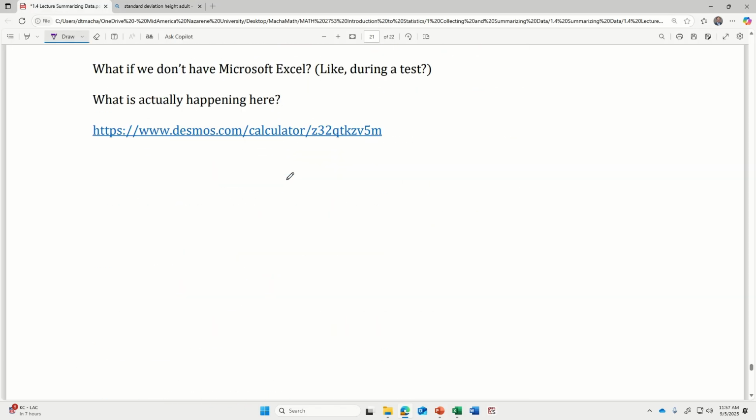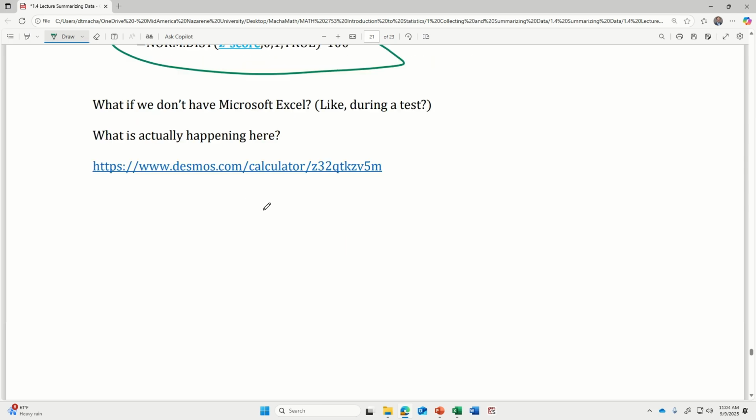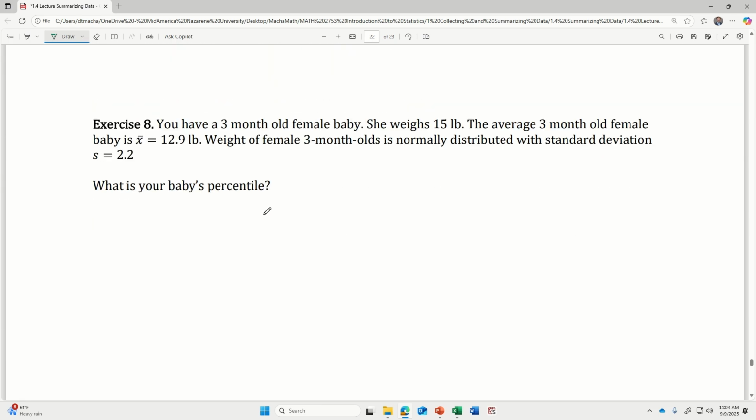Now, what if you don't have Excel? What if you're sitting there taking a test and I'm being mean and I'm not letting you use your laptop during the test? So how do we read this table? I'll work a problem with you and then I'll show you how to read the table.